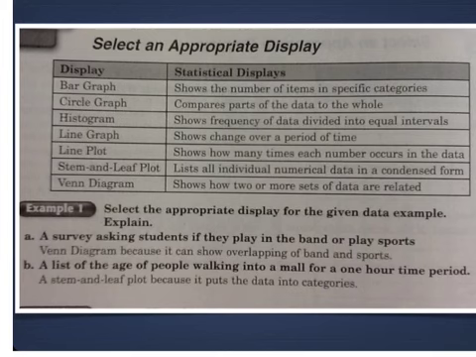So a bar graph is used to show the number of items in specific categories. It's looking at the number of items, the actual number of items, and we're looking at categories. A circle graph is a graph that's used to compare parts of the data to the whole. So if our data is given in percentages, a lot of times a circle graph would be a very good way to display that data.